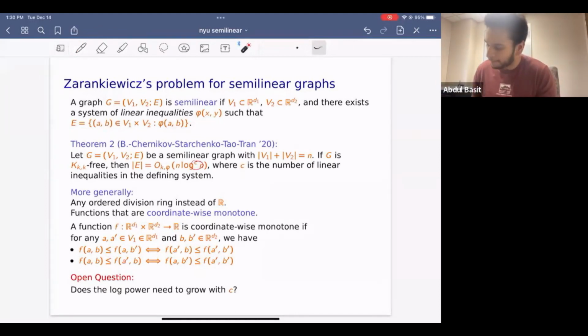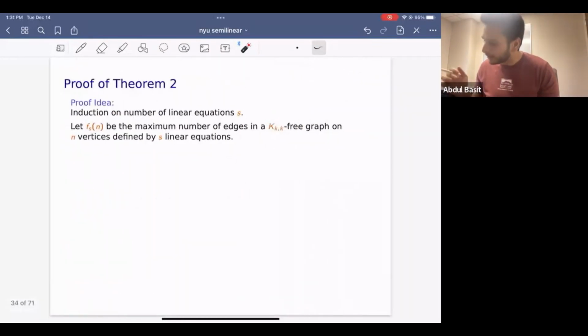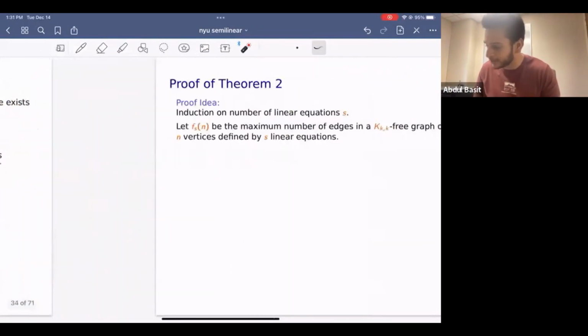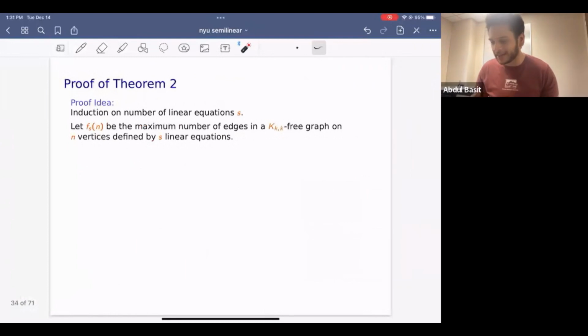Okay. Yeah, but the big question I think you should probably think about, if you want to think about this, is: can we improve the power of log here? So I think I will mention that. Okay, yeah. So maybe I can quickly talk about a very restricted case of Theorem 2. So this was Theorem 2, the main bound that we have on semilinear graphs. And the idea is not too hard. Getting it to work is a little bit tricky for general things, but maybe I'll quickly talk about the idea.